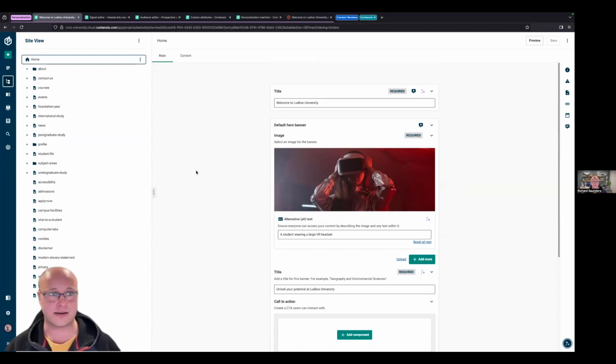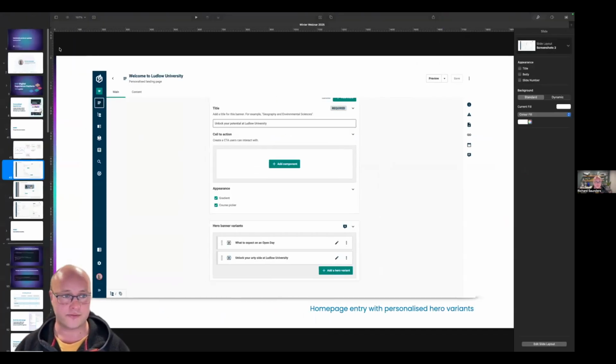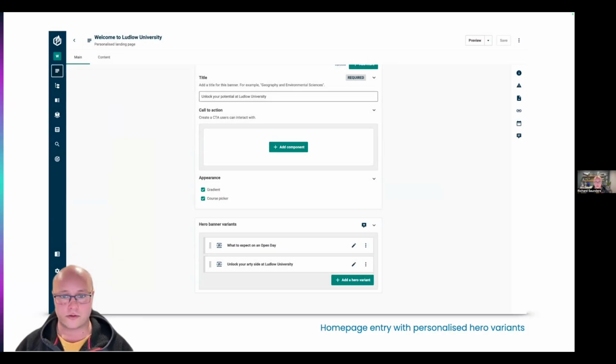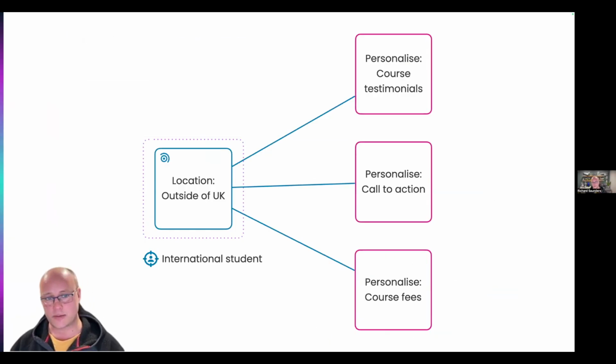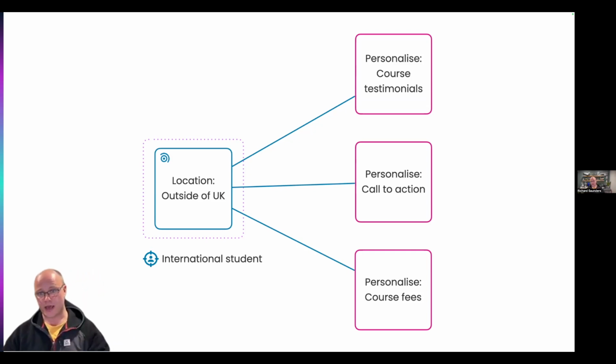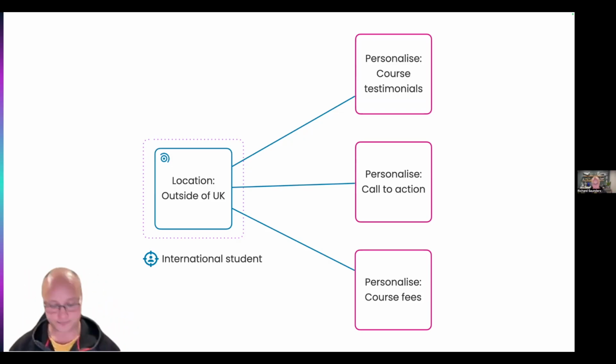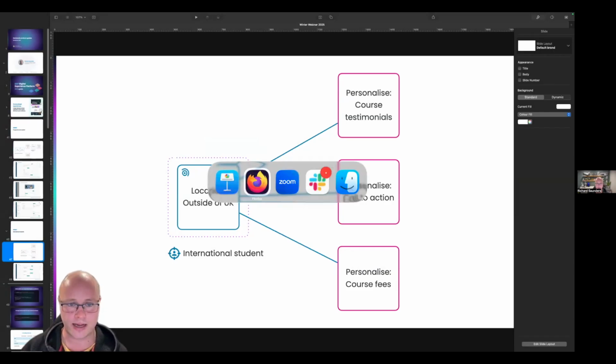But there is an additional example I want to show you, based on the person's location. So if we just quickly head over to Keynote, I don't want to go through too much for you, but in this example, we want to understand if a visitor is coming from outside of the UK, and if they are, we want to personalize course testimonials, different calls to action, and course fees to be more relevant to that international audience. So let's go back to the demo.